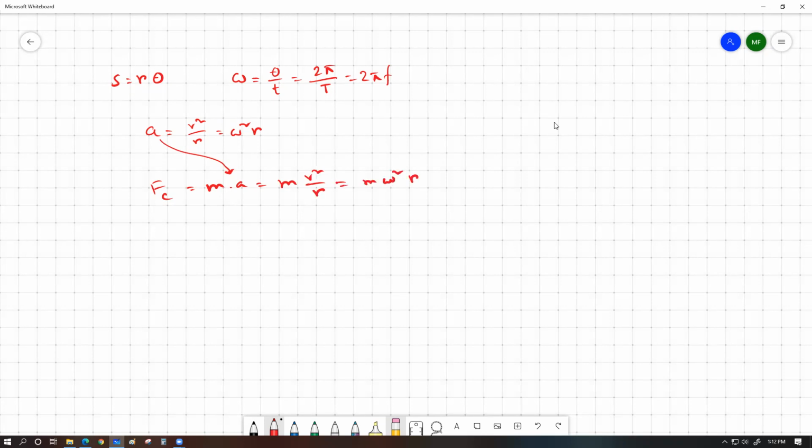And one more additional thing: for a circular motion object, the velocity of the object would always be perpendicular to the force on the object. And because this relationship always holds true, the net work done at any point of time would be 0, because there is no motion or displacement happening in the direction of the force.